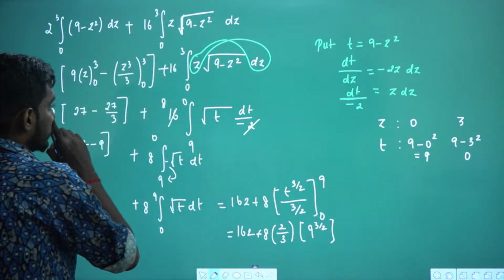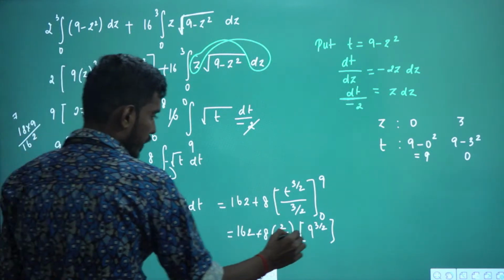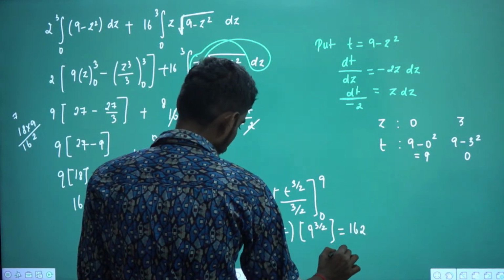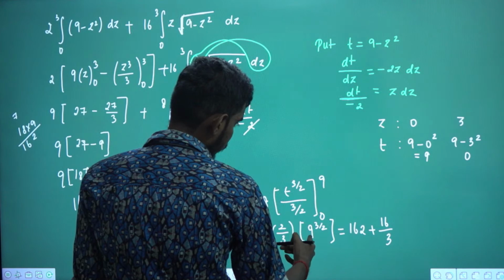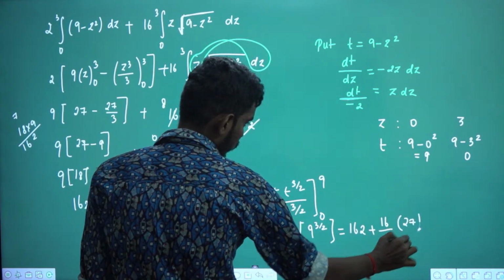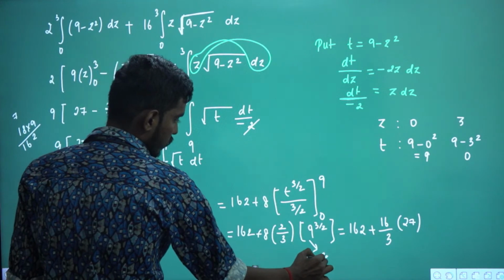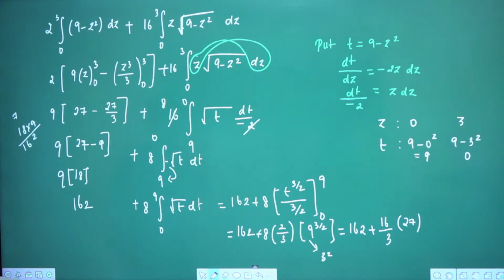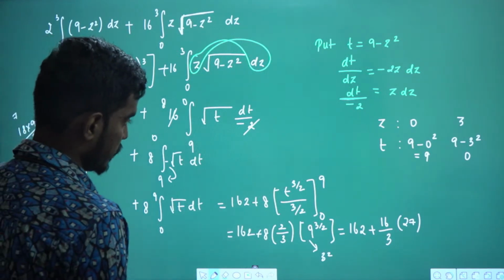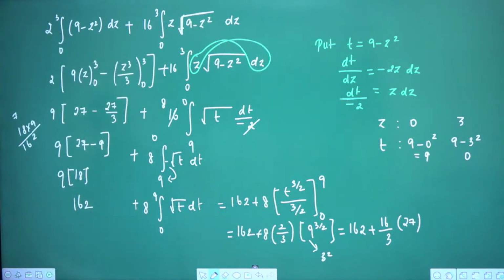I think it is correct, right? So 2, 8, let me try. This will be 162 plus, this is 16 by 3. This is 27, I think, right? Because I can write this as 3 square. 2 will get cancelled. So 3 cube will be 27. I think you're not getting the answer.